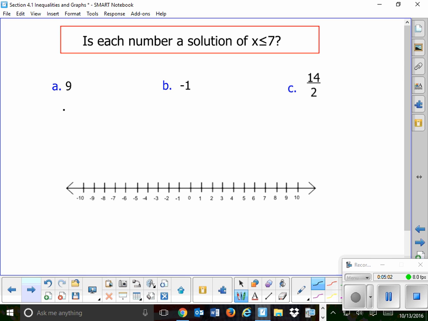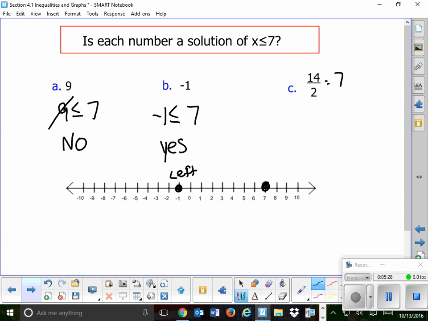If you're back here, you should have 9 is less than or equal to 7. Is that true? No, it is not a solution. -1 is less than or equal to 7. Is that a solution? Yes, because if here's 7 on the number line and here's -1, it's on the left side, which is the smaller side. Then is 7 less than or equal to 7? Yes, that's true. It's not less than, but it's that equal to part. So yes, that is a solution.